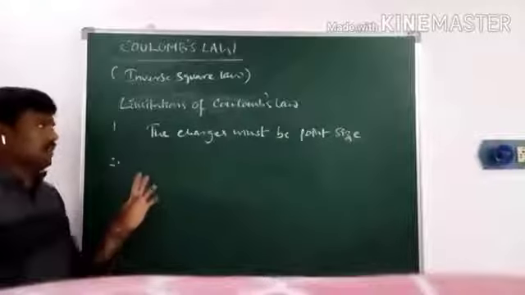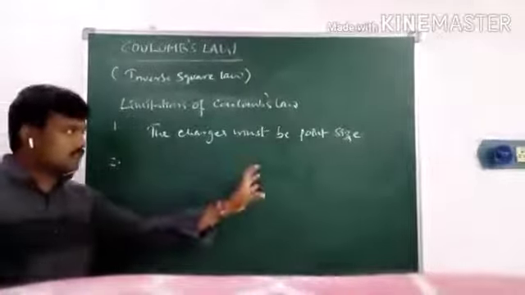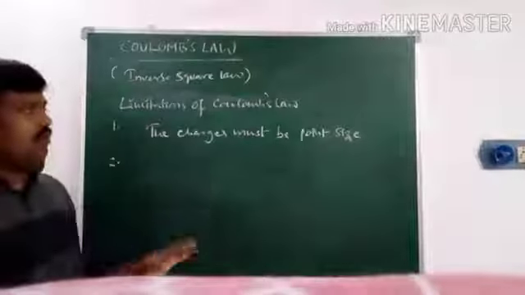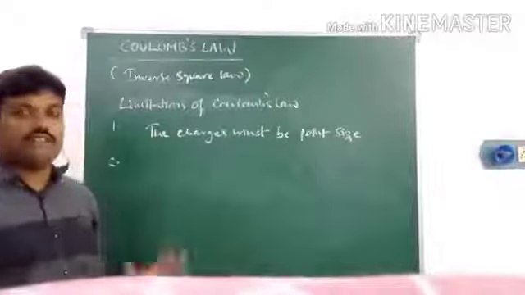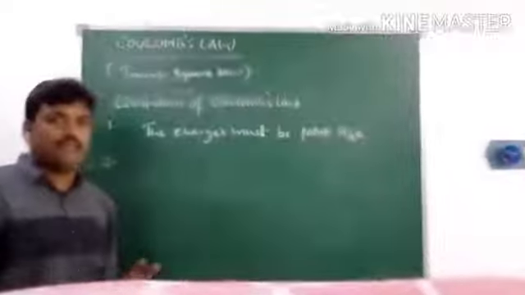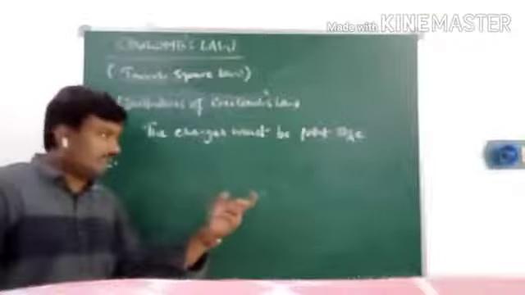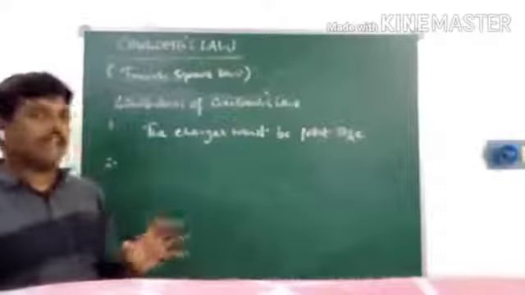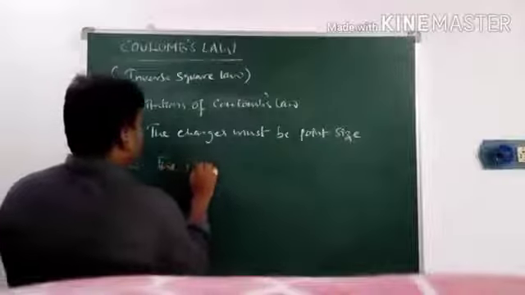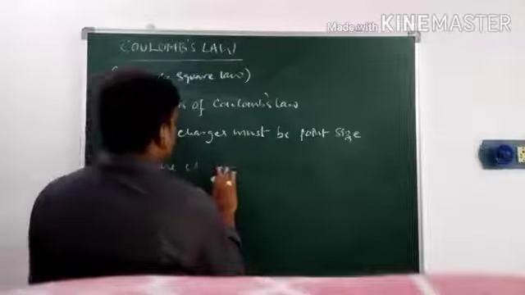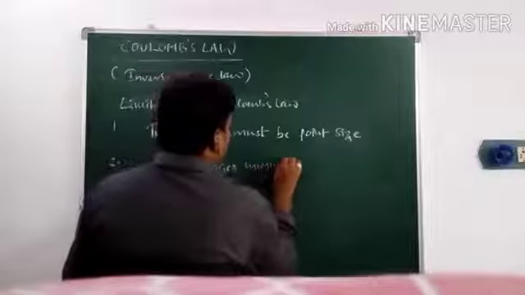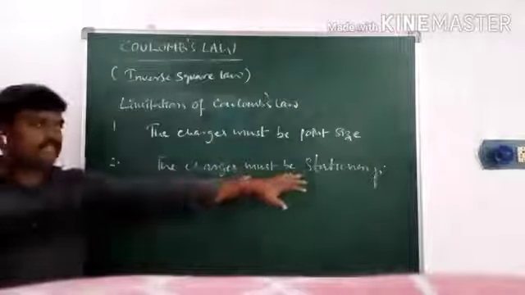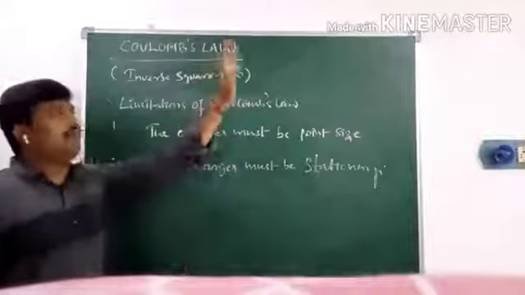And the second limitation is the charges must be stationary. The charges must be stationary. So they must be at rest. Suppose they are going to move, the distance between the charges is always going to be changing, so we cannot find the force between them. Why? Because F is inversely proportional to the square of the distance between them. So if the distance is changing continuously, we cannot find the force exactly. So the charges must be stationary. Then only we can find the force between the two charges.